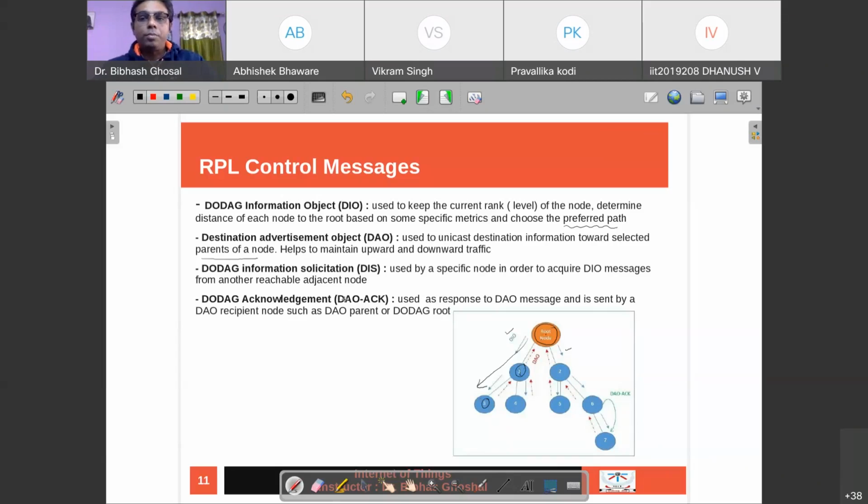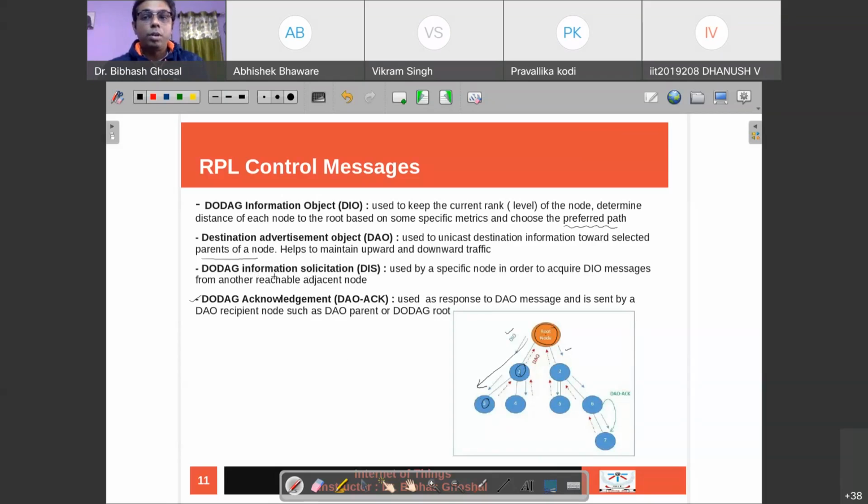So it will come from the parent to the child once the path has been established. Okay, so this is the acknowledgement that we are talking about. In addition to that, there's an information solicitation, which is like there is some node which is not getting this DIO because it's not part of the path. It may request some neighbor node along the same level and get the information from there. So that message is what we call the DIS.